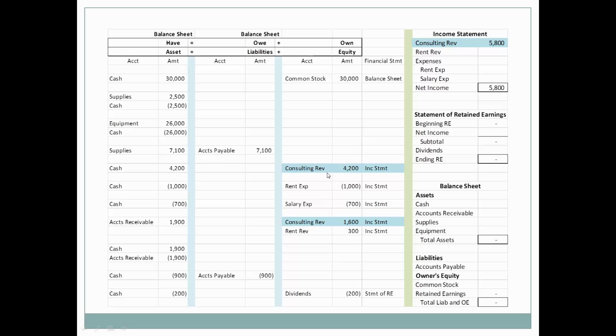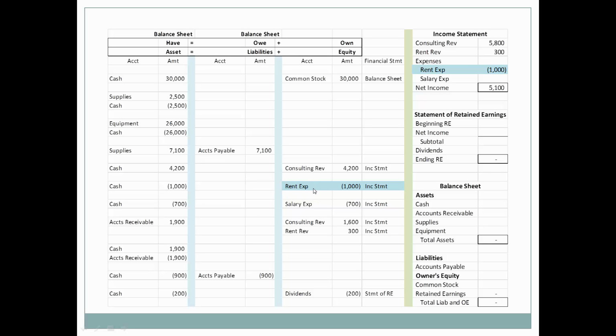So consulting revenue, adding the $4,200 and the $1,600 together, we can see consulting revenue is $5,800. Next, we can see rental revenue was $300. So this is our total revenue. Next, we'll see that we had rent expense of $1,000. And again, it was just for the month.